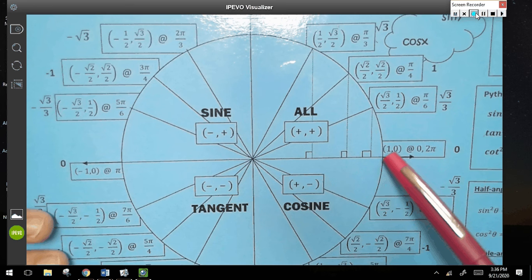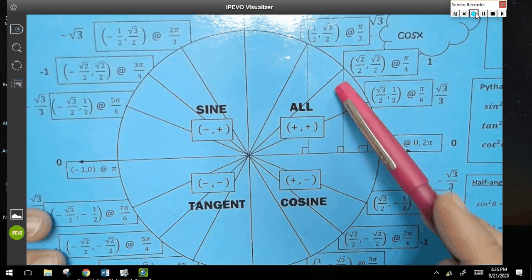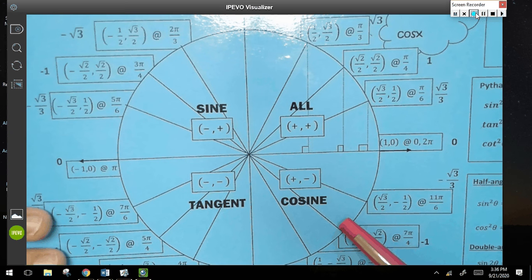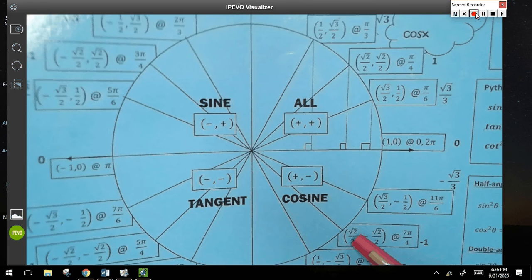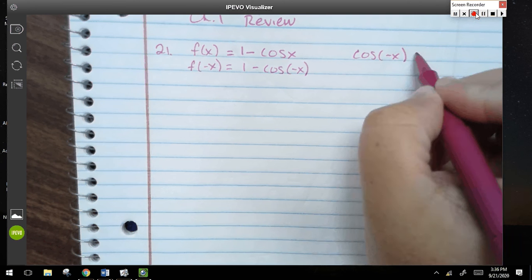Let's try another. How about pi over 4? Cosine of pi over 4 is square root of 2 over 2. And if you go negative pi over 4, you see that the cosine there is also square root of 2 over 2. We've talked about before that a good property to remember is that the cosine of negative x is the same thing as cosine x. It's going to have the same value, even if you negate those theta values.